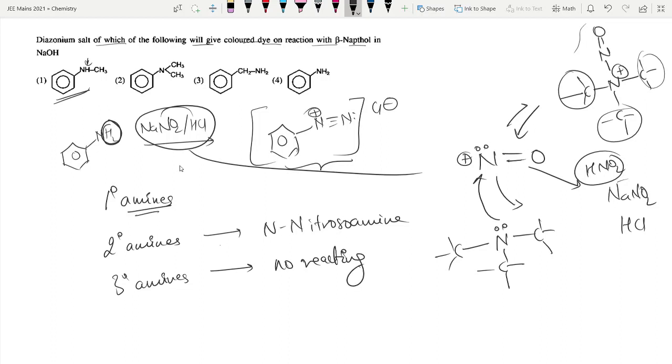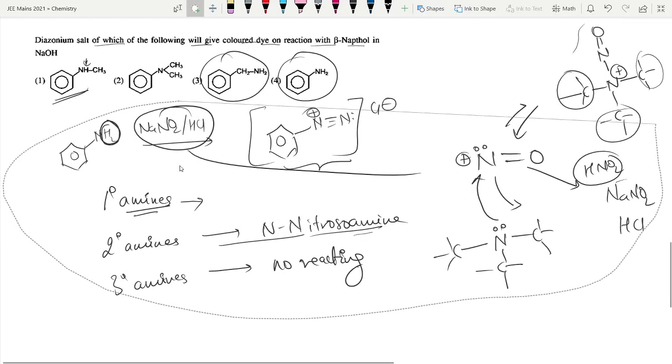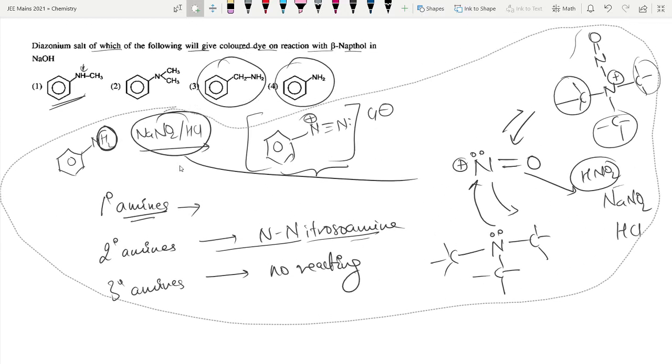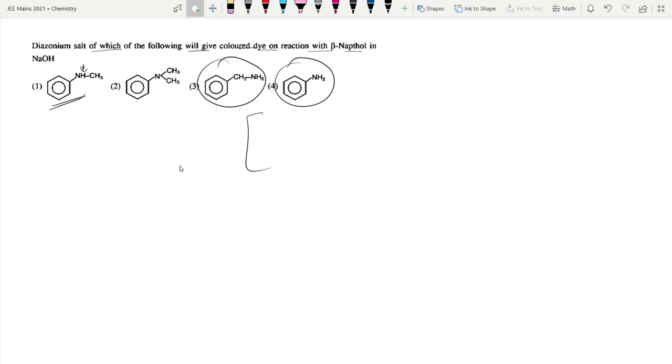And 2 degree amines will reach till N-nitrosamine. Anybody who is preparing sincerely would know about these things. 1 degree amine will give the diazonium salt. So only two options remain, which could be the answer, right? And which of them is correct?